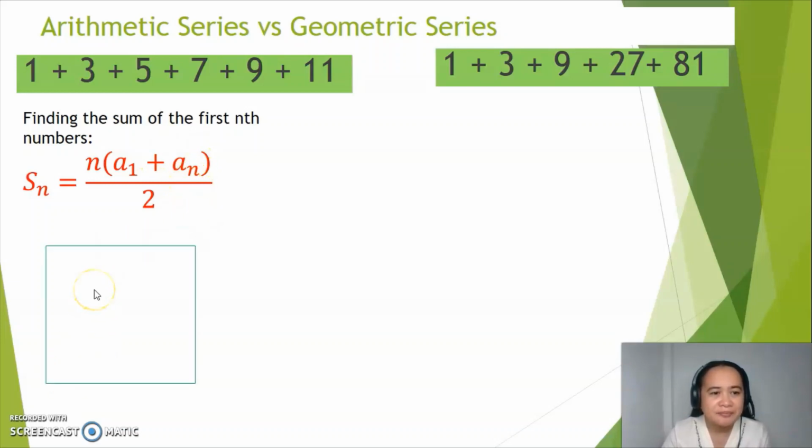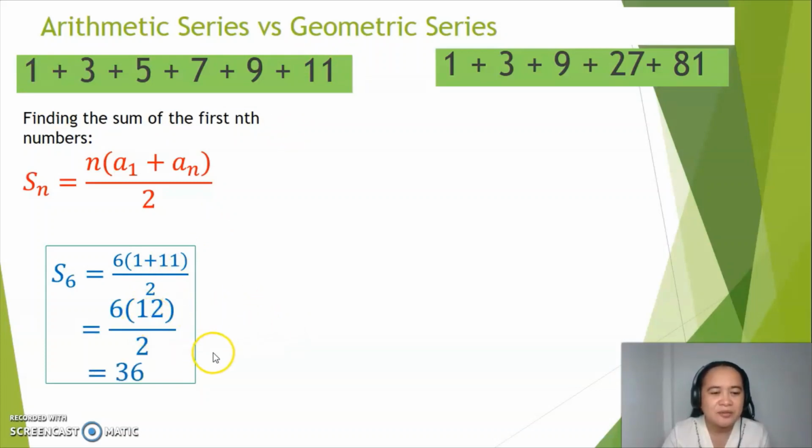For example, find the sum of the first 6 terms of this series. So that would be S6 is equal to, n is 6, and the first term is 1, plus the sixth term is 11, divided by 2. So simplifying, we'll get 6 times 12 over 2, or that would be 36.